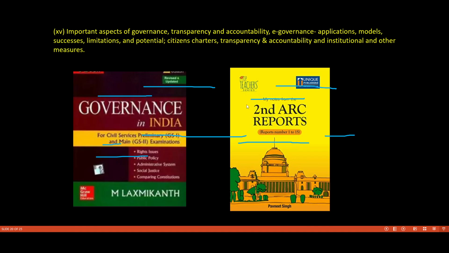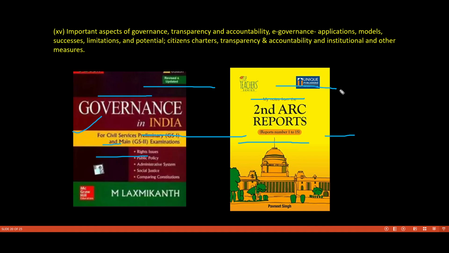All right, let's move on to the next topic. Important aspects of governance: accountability, e-governance, citizens charter, transparency and accountability, institutional and other matters. There is one book by M. Lakshmikant, Governance in India. I have glanced at this book and I did not find it of much use from my perspective. Why? Because the policies and some of the things are given in point format. Other than that, no concept building is there.